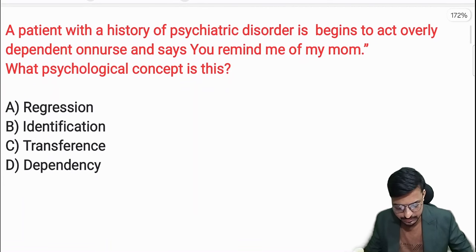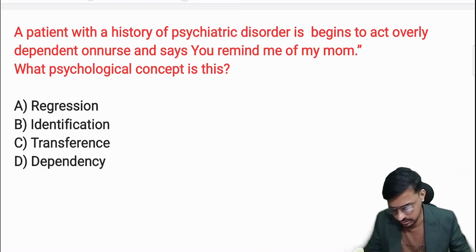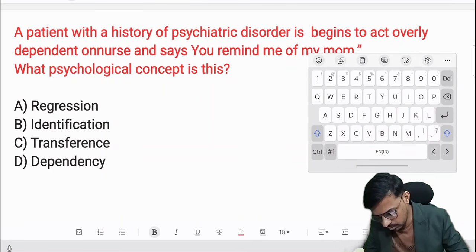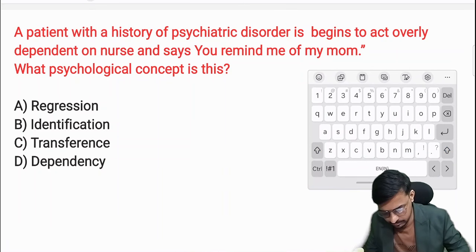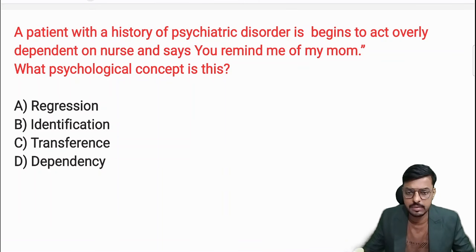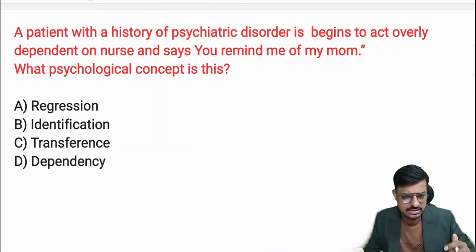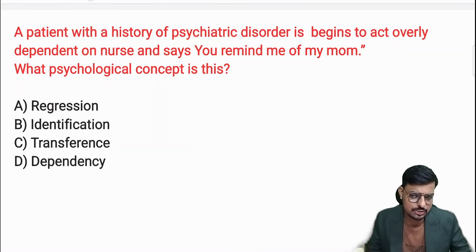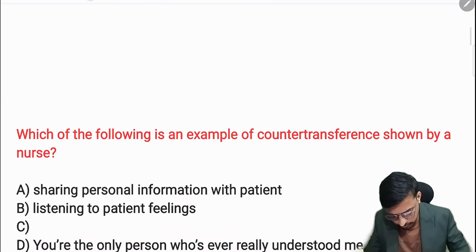A patient with a history of psychotic disorders begins to act overly dependent on the nurse. So he is beginning to act over-dependent on the nurse and says, you remind me of my mom, or you remind me of my sister. This was the question. In the last class of your prelims, I discussed that if the patient is showing any emotional response toward the healthcare provider or the nurse, that is what you call transference. This was the direct question asked in your exam, and here is the proof for that.